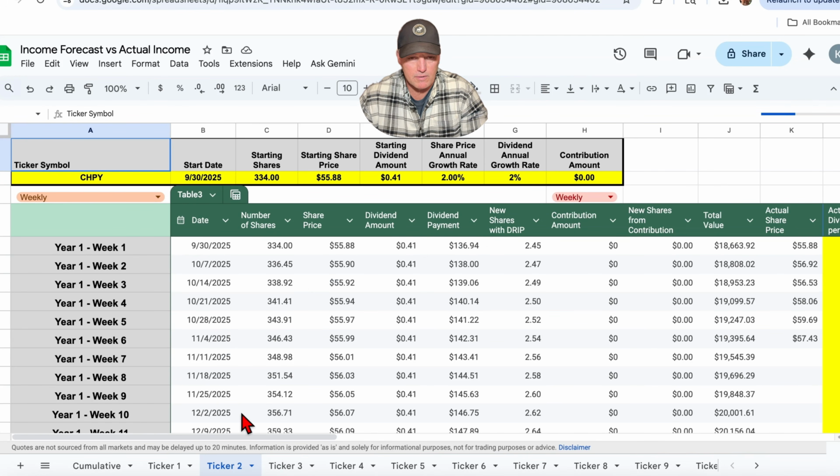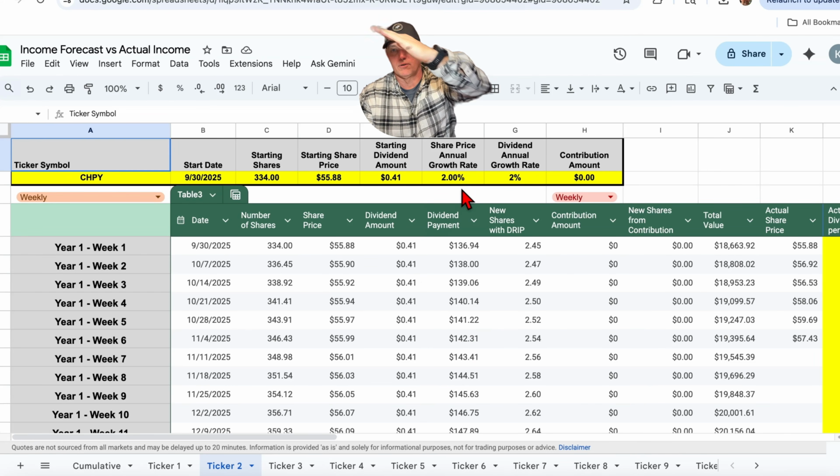Let's just kind of scoot down here. We'll go to 11/4. This is the latest information we have. It would be predicted, based on the growth rate, that it would be at $55.99 per share and would be getting 41 cents distribution. Our dividends would be 136 up here until we got to 142. And again, this is going to give you a linear growth of 2%.